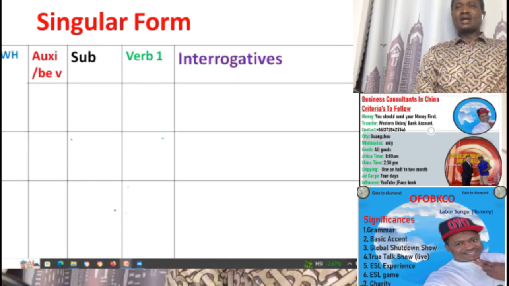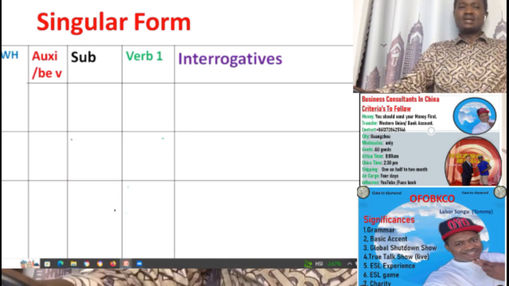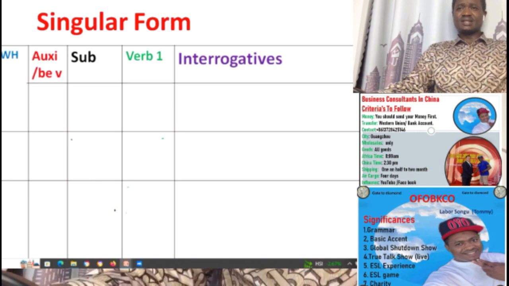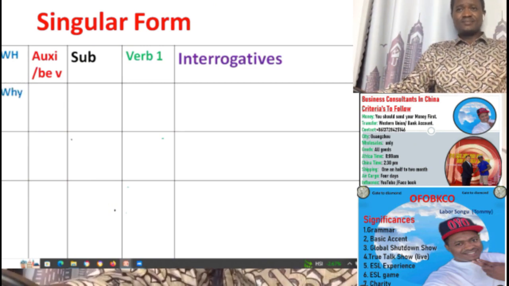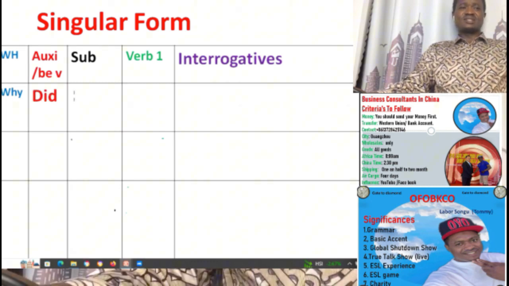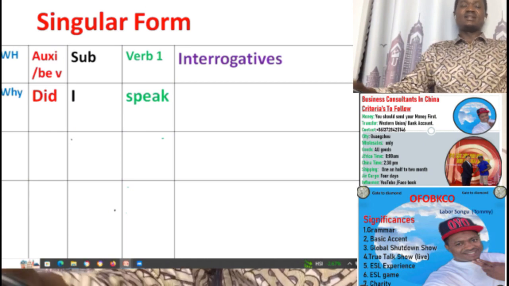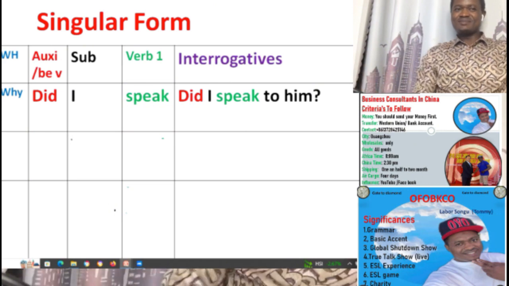There's a simple formula for the interrogative in the past simple. Now we're going to talk about the double question: why, then the auxiliary did, then the subject I, and the V1 verb speak. If we make a sentence in the interrogative form, it is: did I speak to him?